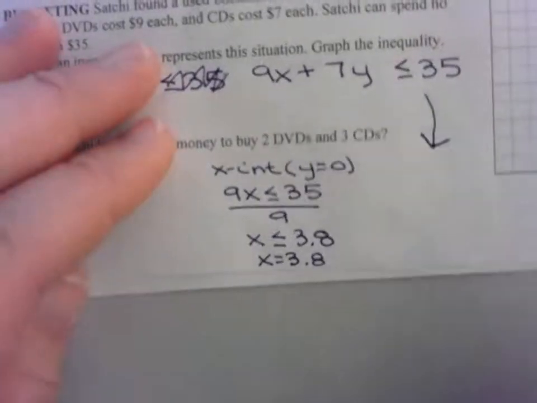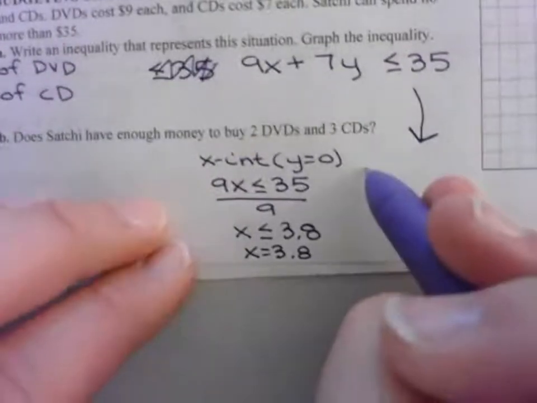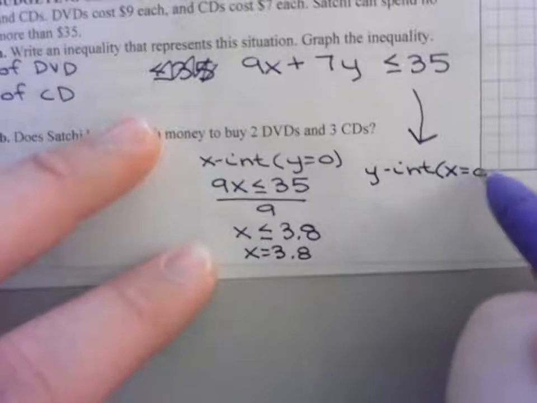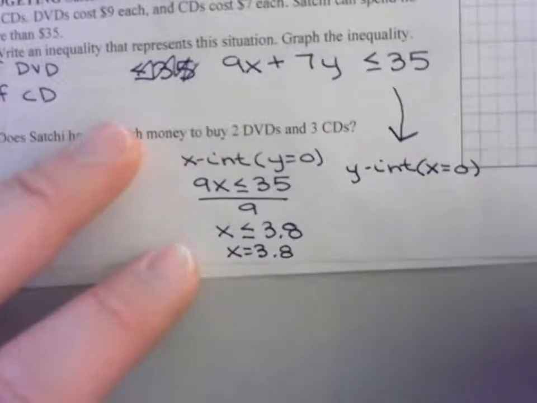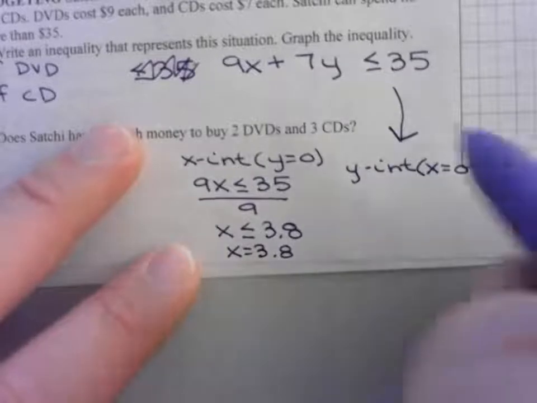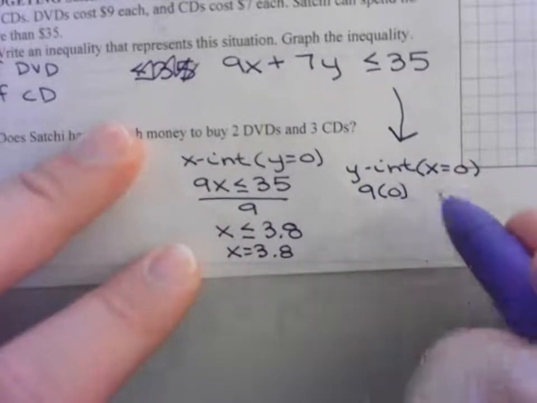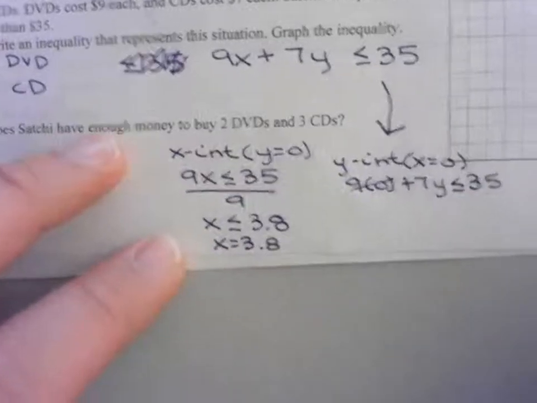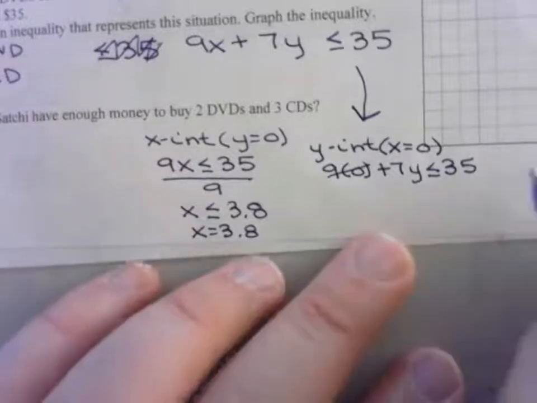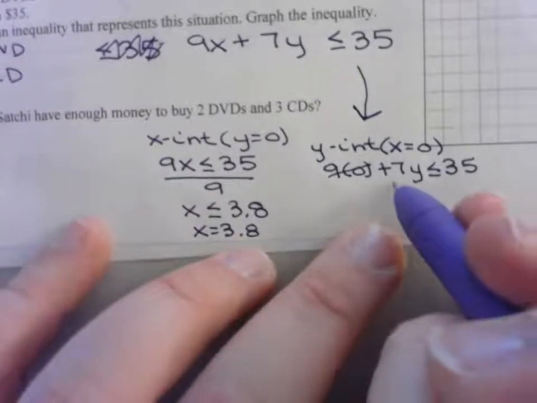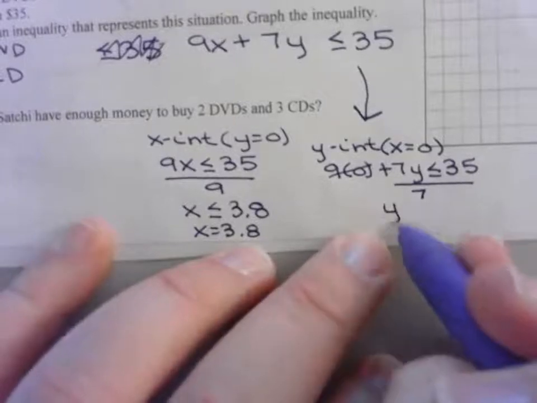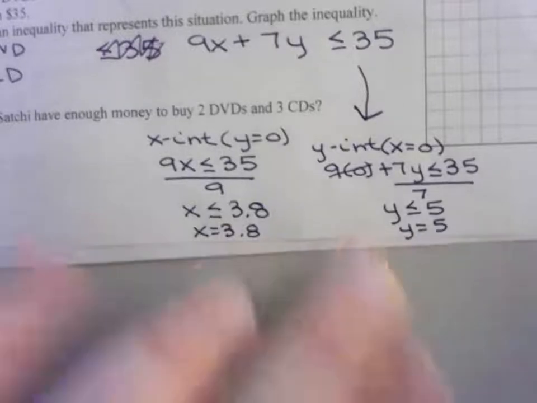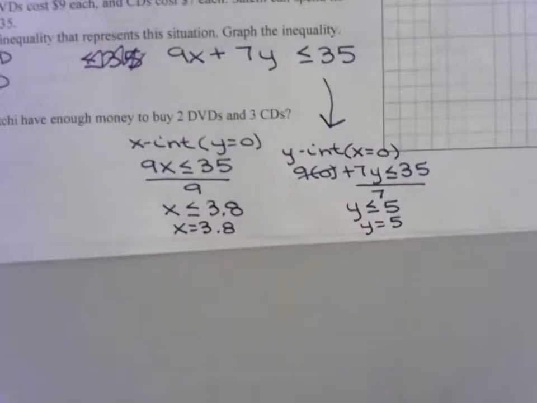Let's find my y-intercept. I plug 0 in for what? X. I know this is not your preferred method, but sometimes it's easier when it's in standard form. If x is 0, 9 times 0 plus 7y is less than or equal to 35. Well, 9 times 0 is gone. How do I find y? Divide by 7. So y is less than or equal to 5. So my y-intercept is 5. So you can go ahead and graph those, x and y-intercepts.